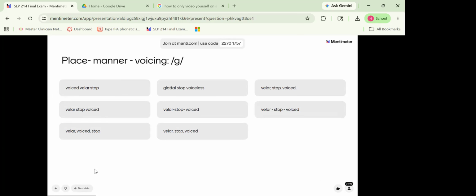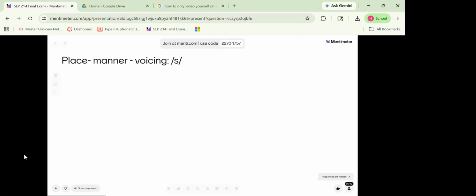I can feel it back here, right? G, g, g. I can feel my velum. It's a velar. And then can I hold on to the sound? No, the sound that I would hold on to is what I'm producing afterwards. So it is a stop. Place, manner, voicing for that phoneme.